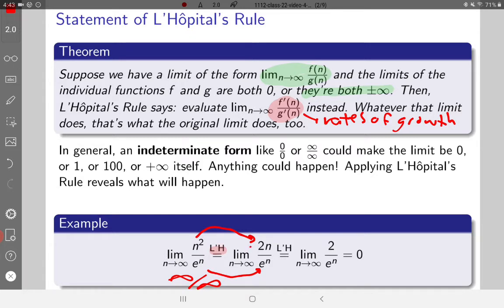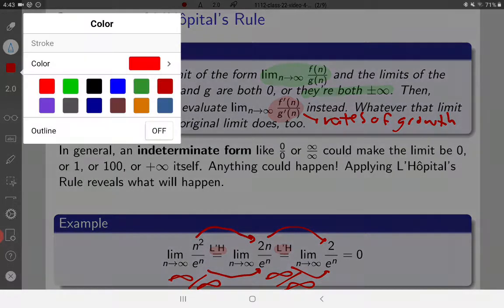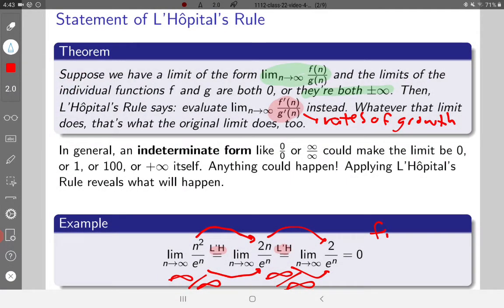As n goes to infinity, what does 2n do? That also grows to infinity. So I have another infinity over infinity situation, and I can apply L'Hopital's rule again by taking a derivative of the top, which is 2, and then the bottom, which is still e to the n. And now finally I have a situation where I have a fixed number, 2, a constant, divided by something that's growing to infinity, and that's what's going to make it go to 0. If I have a fixed constant number like 2 divided by a growing function that gets bigger and bigger and bigger, then those ratios, those fractions, are going to go down to 0.